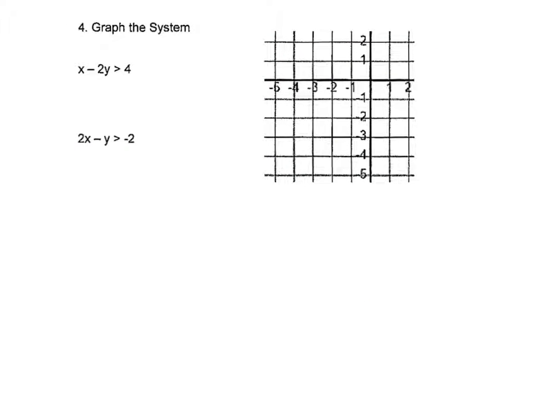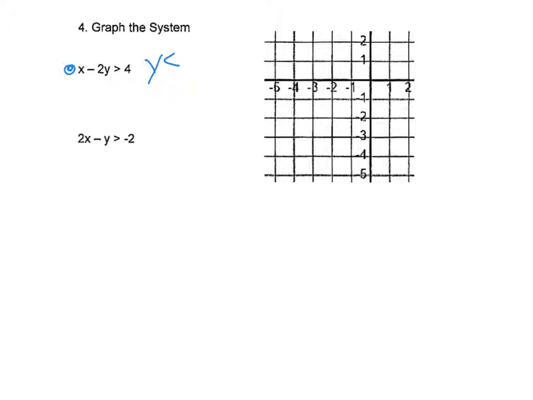Your job on number 4 is to put it in y equals mx plus b by yourself first. So, face your groups, turn your bodies, get the y equals mx plus b by itself first. Someone yell out to me the y equals mx plus b, the slope-intercept form of number 1's inequality.